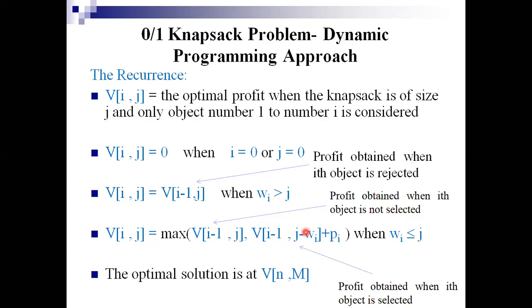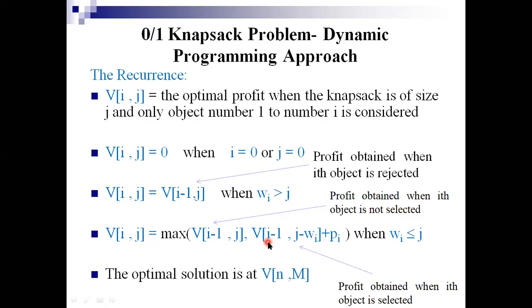Why should I take i minus 1? Because the ith object is added. So the remaining, that is i minus 1 objects only, I have to consider. The ith is added, so I should consider the entry V of i minus 1 comma j minus W of i. So what does it mean? This will give me the profit with respect to the remaining capacity when the ith object's profit is being added.